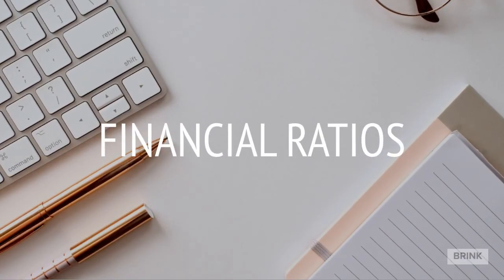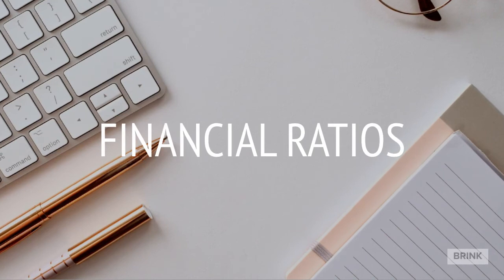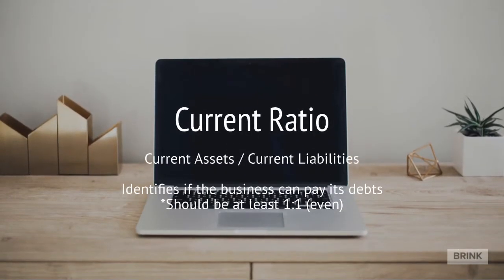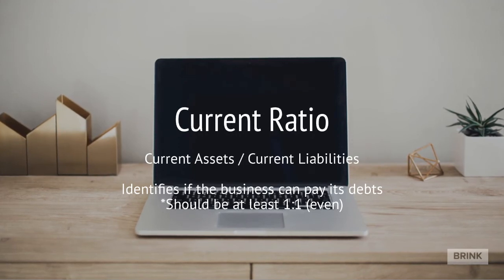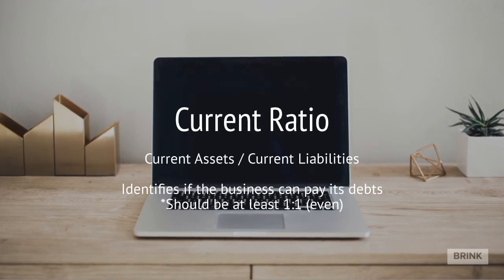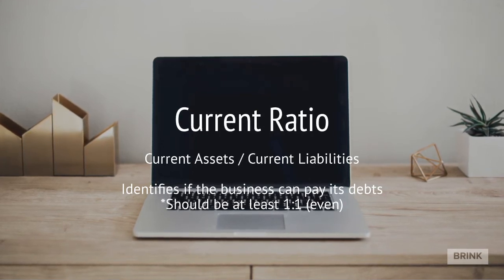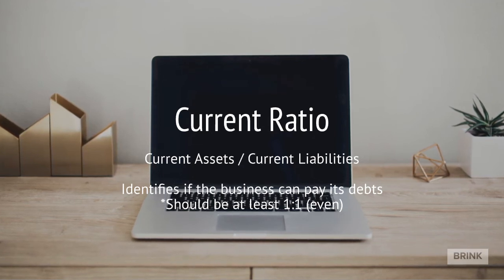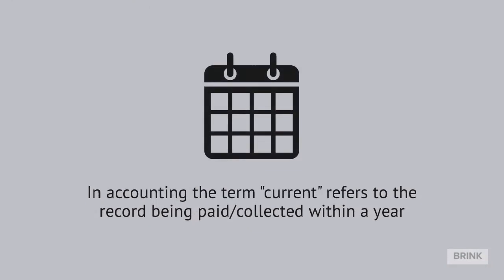The following financial ratios indicate how well the business is performing in key areas. The current ratio identifies if a business can pay its debts. To find this, take your current assets and divide it by your current liabilities. Ideally, a company owns more than it owes to somebody else. When using the term current in accounting or financial perspectives, this refers to a record being paid or collected within one calendar year.